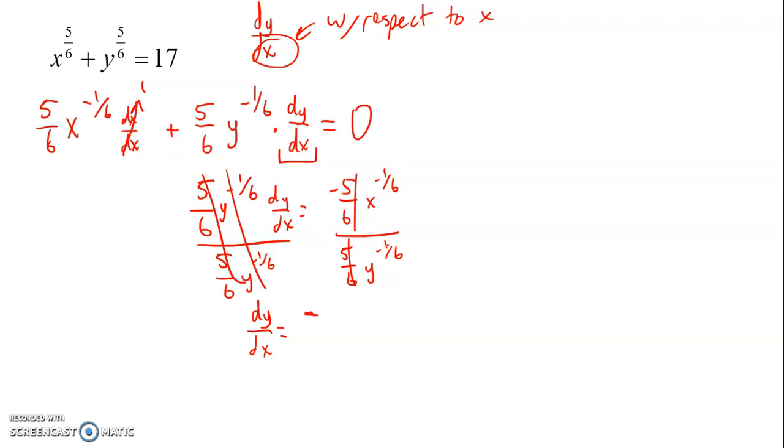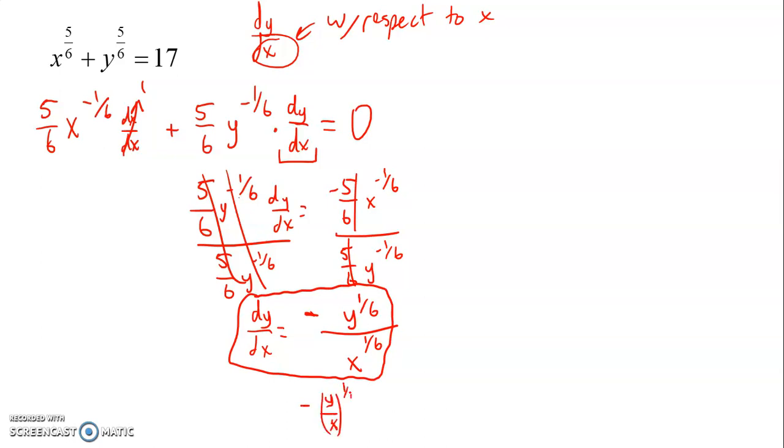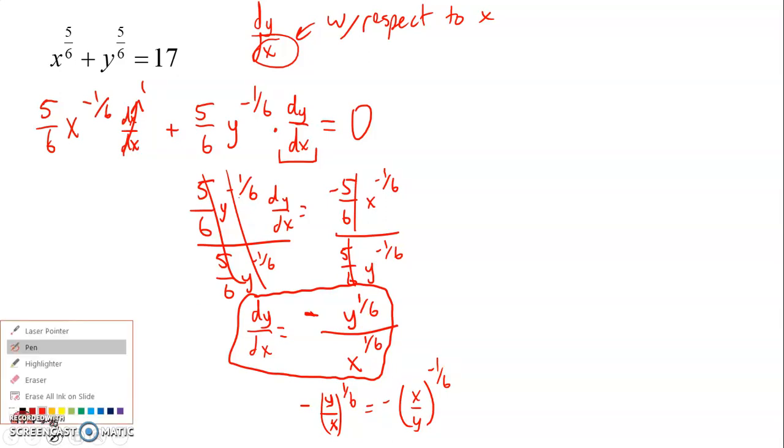I don't like negative exponents, so I'm going to switch them. A negative exponent on the top can go on the bottom, and a negative exponent on the bottom can go on the top, and then you won't have negative exponents anymore. You'll have positive exponents, which I think are much easier to work with. So here is your first derivative, and most people are able to get that. There's a lot of different ways to write it. You might have written it as negative y over x to the 1/6, or negative x over y to the negative 1/6. These are all fine. I think this is the easiest way to work with when we start doing the second derivative.